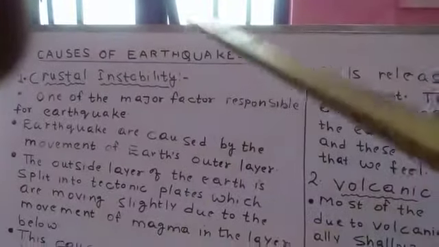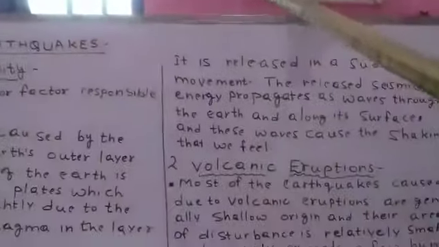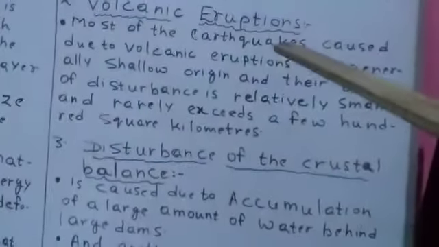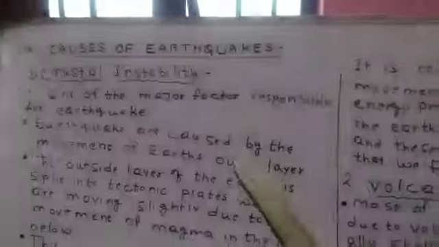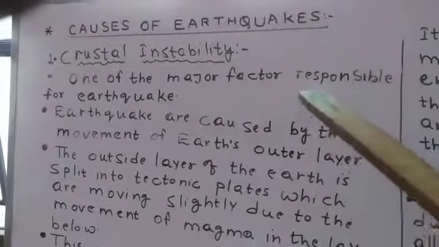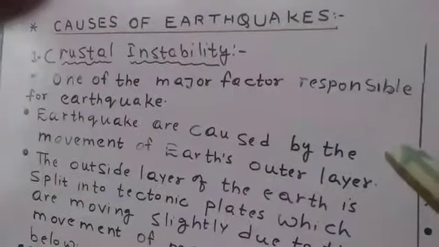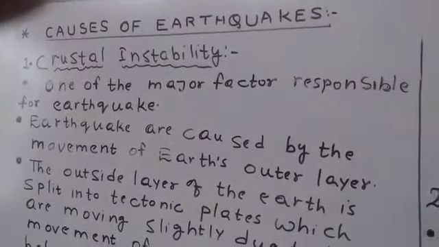So these are the three main causes responsible for earthquakes. First of all, we have seen crustal instability, then volcanic eruption, and the third one is disturbance of crustal balance. Students, in this video lecture we have covered the causes of earthquakes. In the next video lecture we are going to see the distribution of earthquakes on the earth's surface. Till then, keep revising this topic.